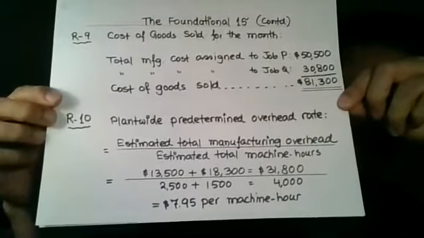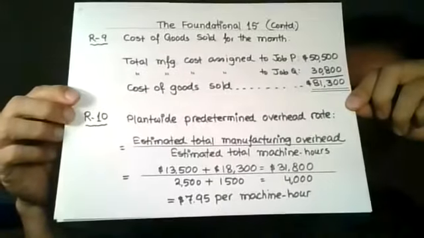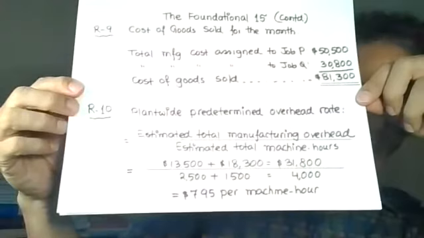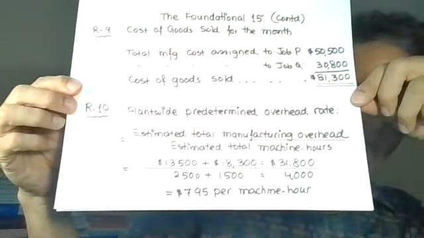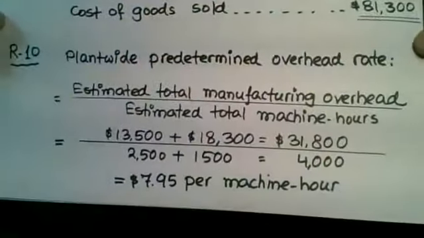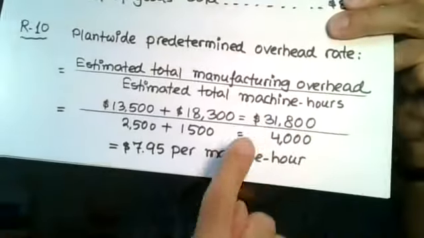Requirement 9 was the cost of goods sold, which is simply the costs of the two jobs together, cost of P plus cost of Q. And requirement 10 is looking for a single plant-wide rate. So simply divide the total amount here, total overhead divided by total hours.